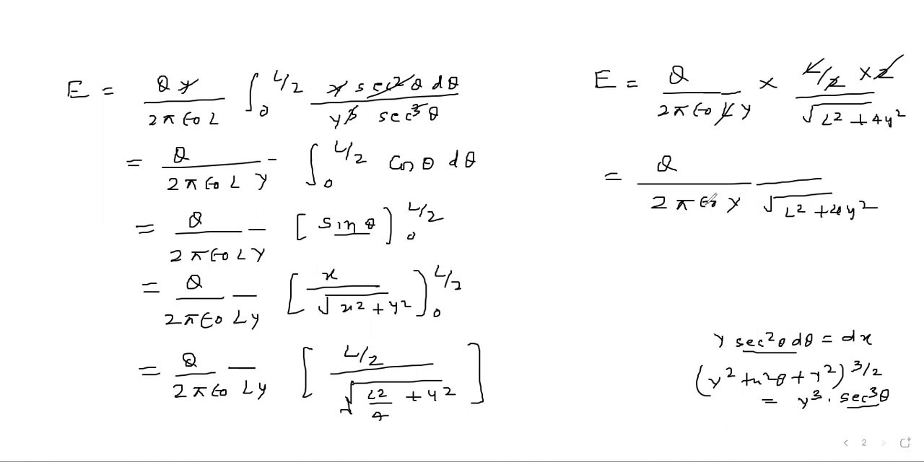4y square. If we want to make it 4 pi epsilon naught, we can multiply by 2 in numerator and denominator. So 2q divided by 4 pi epsilon naught y times root of L square plus 4y square. And this was the formula that we made use of while calculating the answer.